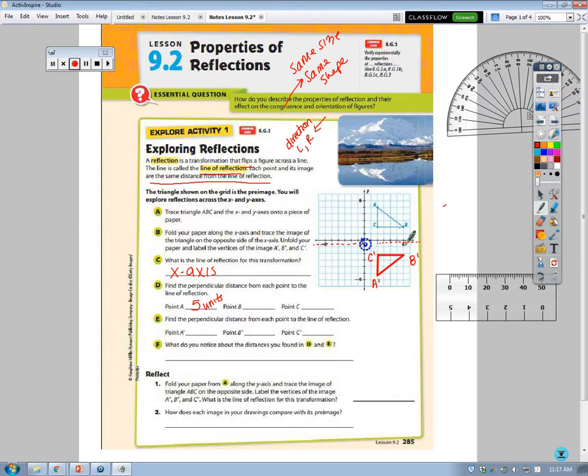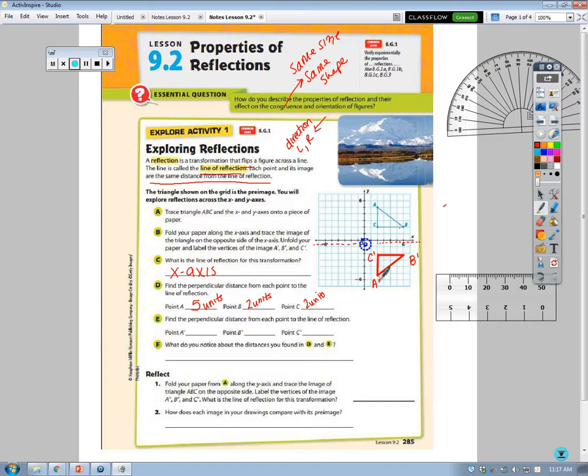Point B, if x is my line of reflection, is 1, 2 units. And point C is also 1, 2 units. Okay, now I'm going to find the perpendicular distance from each point to the line of reflection for my prime, right, for my transformation.